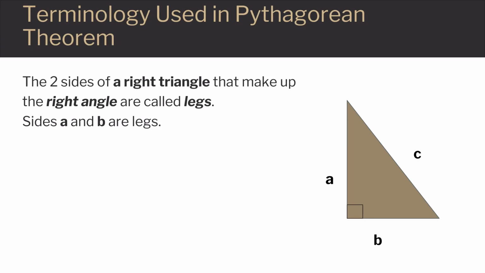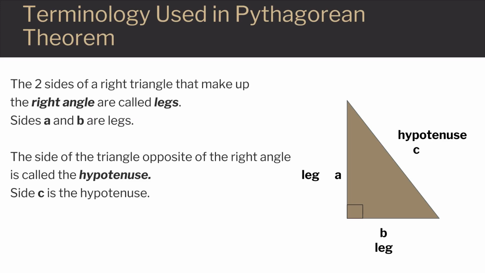The Pythagorean Theorem applies only to right triangles, which are triangles that have one right angle in them. The two sides of a right triangle that make up the right angle are called the legs. We'll call those sides A and B in this figure. The side of the triangle opposite of the right angle is called the hypotenuse. In this picture, side C is the hypotenuse of this right triangle.